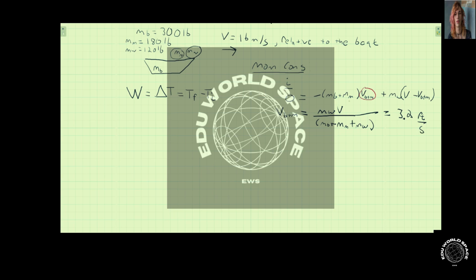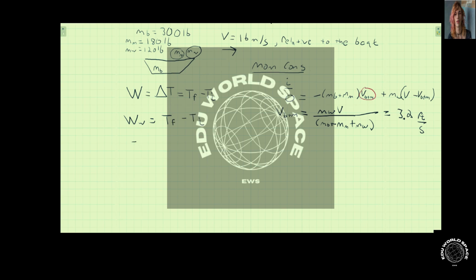Okay, now that we know how fast the man and the boat are traveling back after the woman jumps off, we can figure out the total kinetic energy after the woman has jumped off, right? So let's go back and figure out what the work done by the woman is going to be as she jumps. So the work done by the woman is equal to the change in kinetic energy of our system.